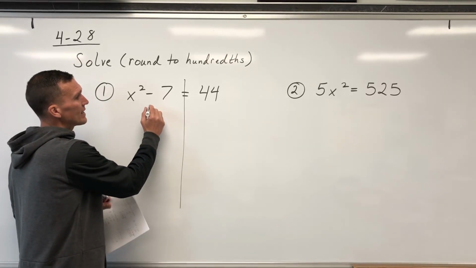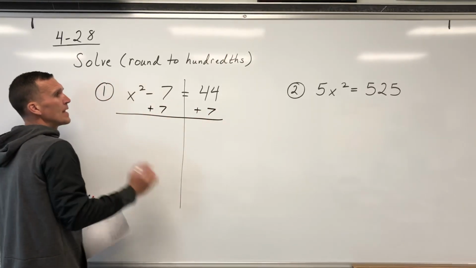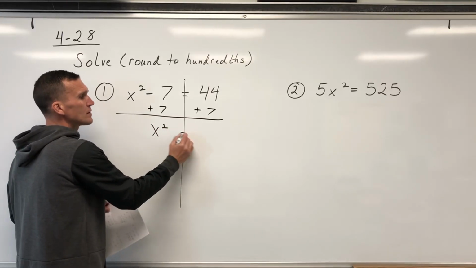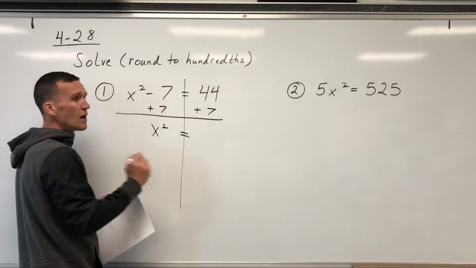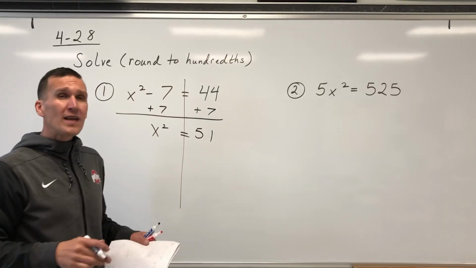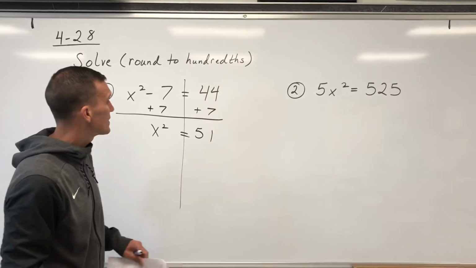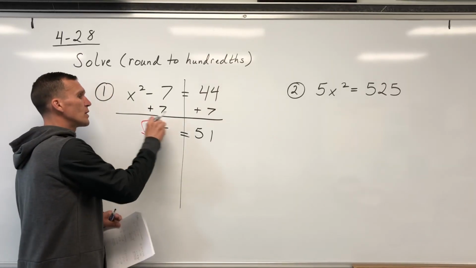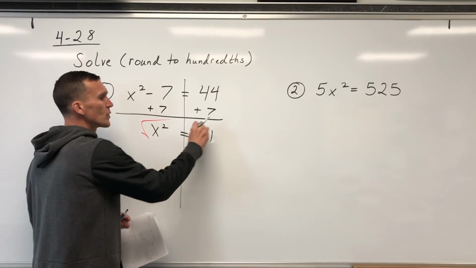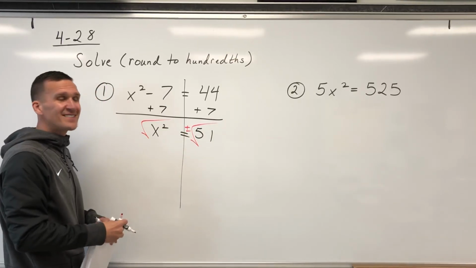The opposite of that is plus 7. And now I would have x squared is equal to, when those cross off, 51. As we learned yesterday, what gets rid of squared is square root, but you can't forget your plus or minus sign. So I'm going to square root the left side, I'm going to square root the right side, but put that plus or minus sign.